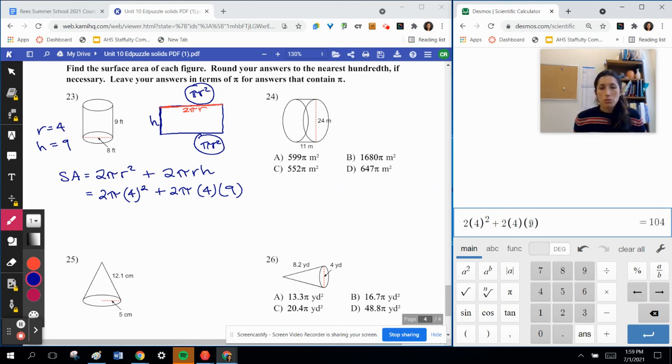That's going to simplify to 104. You can do each of these pieces individually, but since I'm doing it on a calculator, I just did it all together at once. So 104, and don't forget to put the pi after it, and that would be feet squared. Okay, go ahead and find the surface area for number 24.